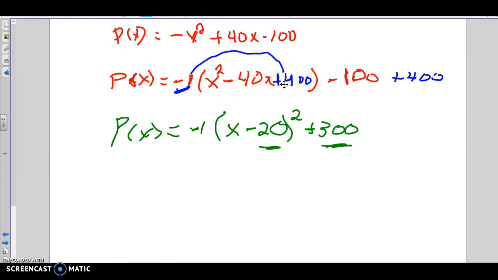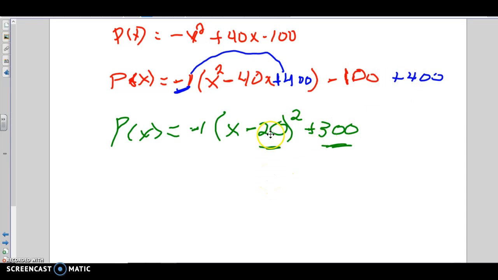Now I can't just randomly add a number. I have to balance out the rest of this side of the equation. And keeping in mind that the coefficient is negative 1, I've actually subtracted 400, negative 1 times 400. So I need to make up for that negative 400 by adding 400. And then I'm going to simplify. The a value stays the same as negative 1. I completed the square, so I could take this down and factor it to x minus 20 squared. And negative 100 plus 400 gives me the 300. Now I'm in vertex form.